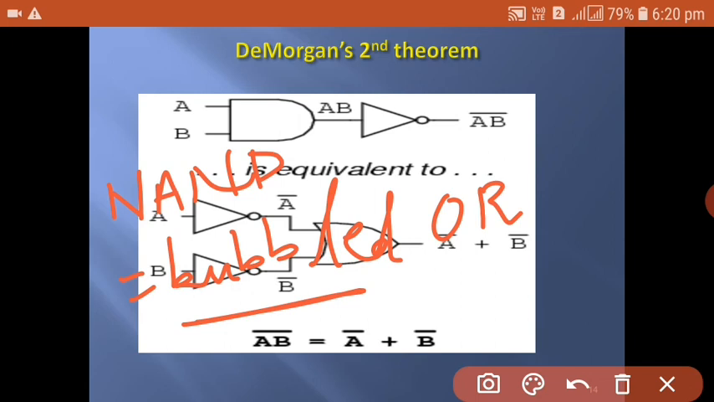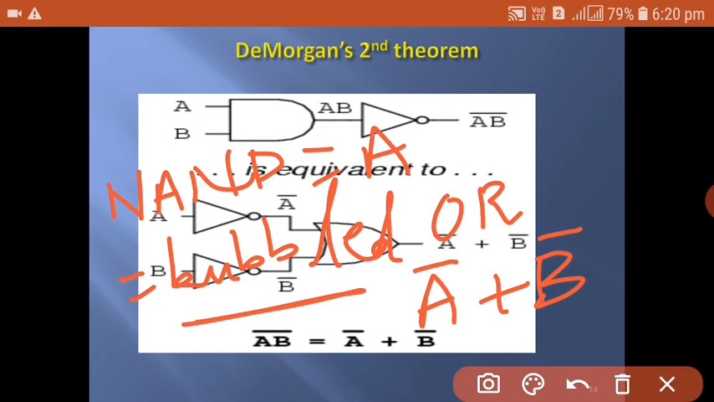Bubbled OR stands for inputs that are complemented. So when the inputs are complemented, the output of the OR gate will be A bar plus B bar, and NAND will be AB whole bar. So these two are one and the same. AB whole bar is equal to A bar plus B bar. So the NAND gate is equal to bubbled OR.